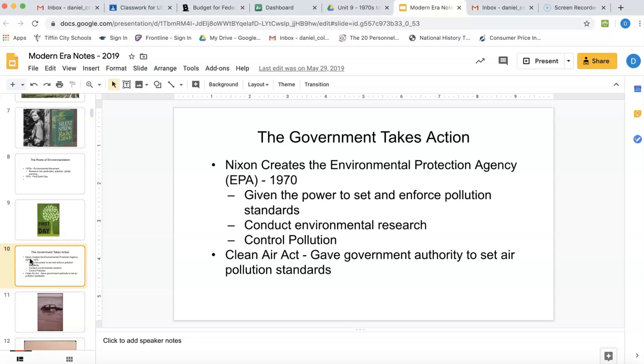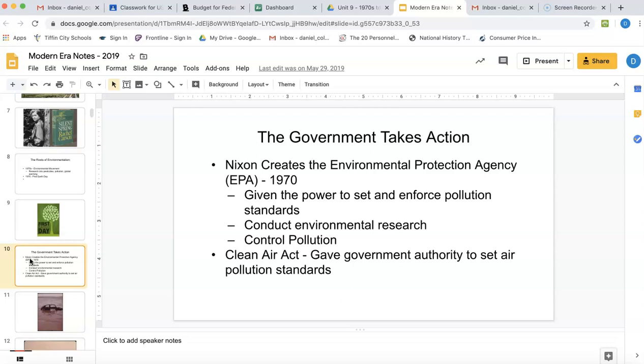killing our environment. Along with this, Nixon is going to pass the Clean Air Act, which gave the government the authority, the ability to set air pollution standards. All of our cars have certain standards of the amount of pollution that they're allowed to let out. And so the EPA does inspections of those. Factories have a set amount of stuff they're allowed to release. And so the government is in charge of looking at and trying to protect the environment.